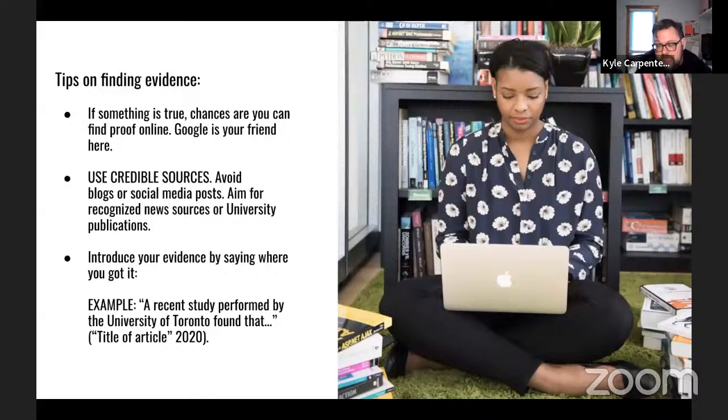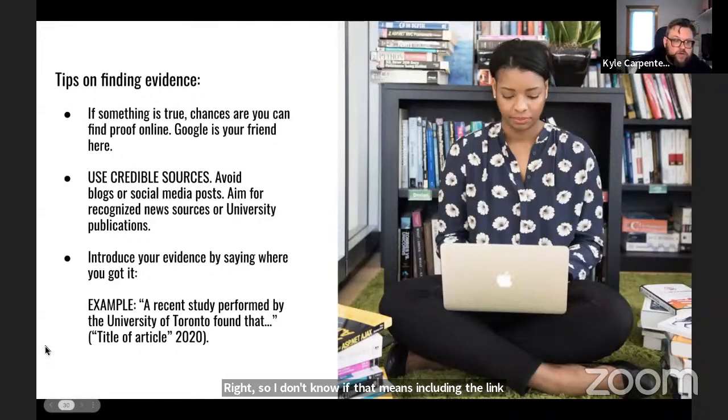And also say where you got it. This isn't a university paper or a school paper. You don't need to use a certain citation form, but you want to be able to at least conversationally point to where you got it, so that if someone was looking for it, they could find it too. Right? So I don't know if that means including the link, which is a little messy, or just saying in a 2020 article, or that kind of thing. But point to where you got that information. That's how folks can verify that your evidence is true.